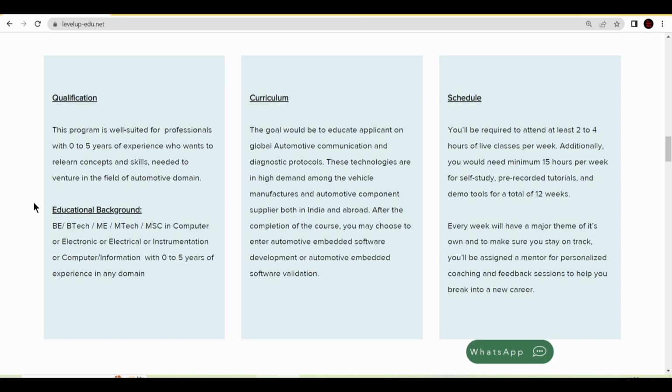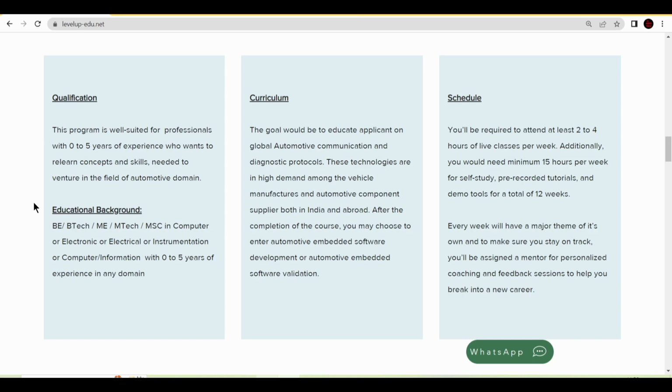Okay, the next important thing is the curriculum. The goal is to educate the applicant on global automotive communication and diagnostic protocols. So we'll be learning about automotive communication and diagnostic protocols. These technologies are currently in high demand among vehicle manufacturers and automotive component suppliers, both in India and abroad. So you will get abroad opportunities as well if you prepare really well and become really great in this area. After completion of the course, you can choose to enter automotive embedded software development or automotive embedded software validation. So this can be possible.